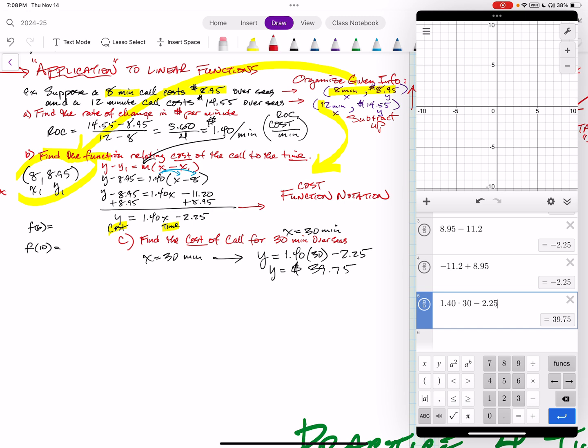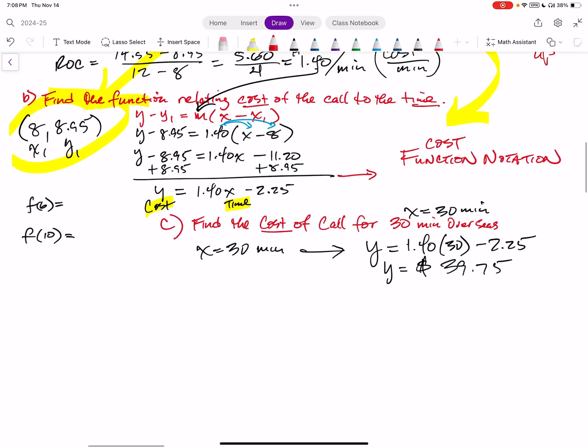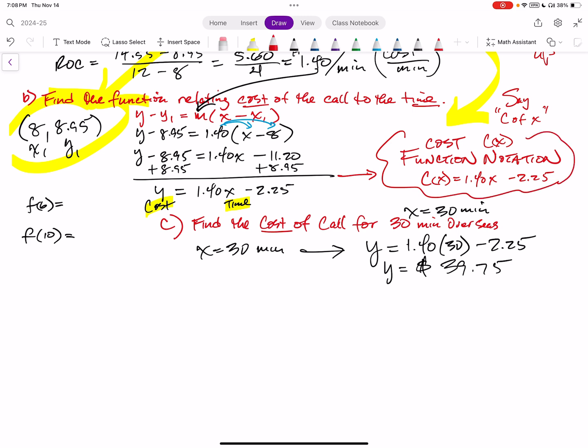Now, let's talk function notation for a minute here. Let's scoot this off to the side. Now, the cost function in terms of function notation. Let's call it C of x. Everybody say C of x. All right, C of x, that's how you say it. So I'm going to write down C of x is equal to $1.40 times whatever x is minus 225. There's our cost function.